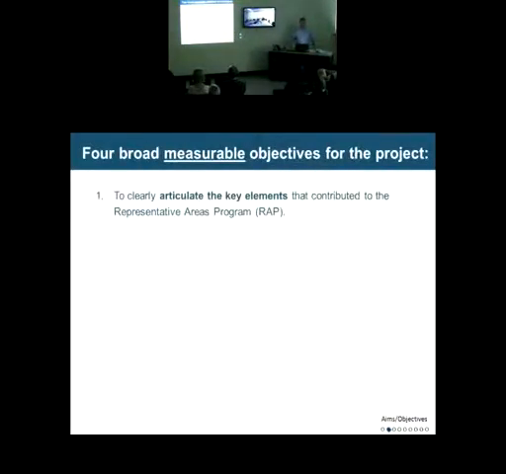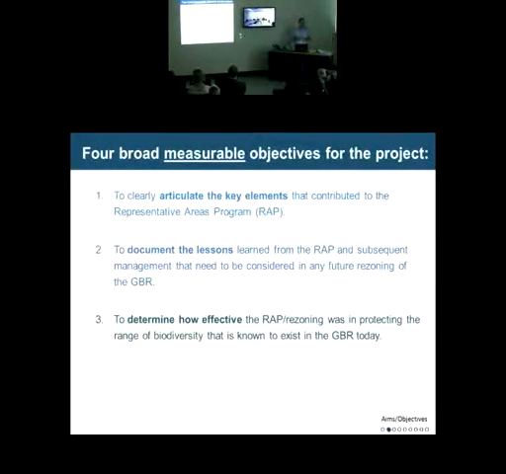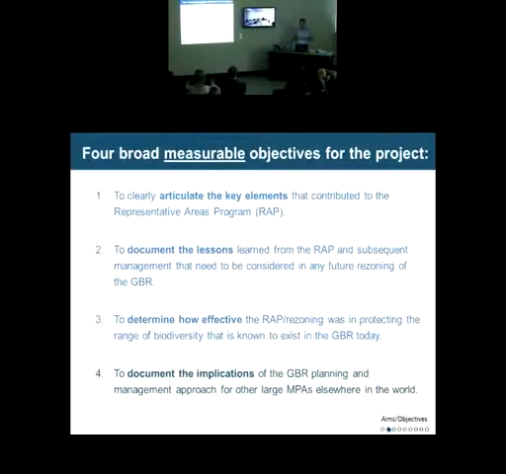I've given myself 4 measurable objectives for this project. And again, these are things I've just basically mentioned. Clearly articulate the key elements that contributed to the Representative Areas Program, or otherwise known as RAP. To document the lessons learned from the RAP and the subsequent management that needs to be considered for any future rezoning. To determine how effective the rezoning was in protecting the range of biodiversity that we now know exists in the Great Barrier Reef. And lastly, in terms of objectives, to document the implications for planning and management for large MPAs elsewhere. So I think they're all measurable, and I think I can, at the end of my thesis, determine whether I've achieved those objectives.